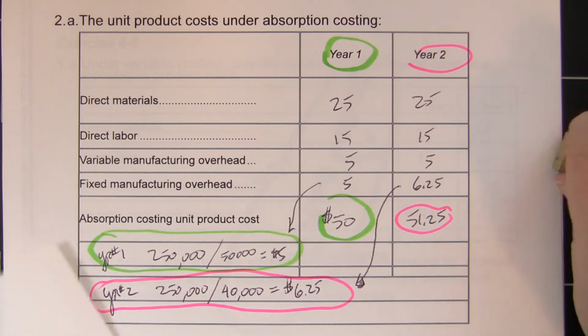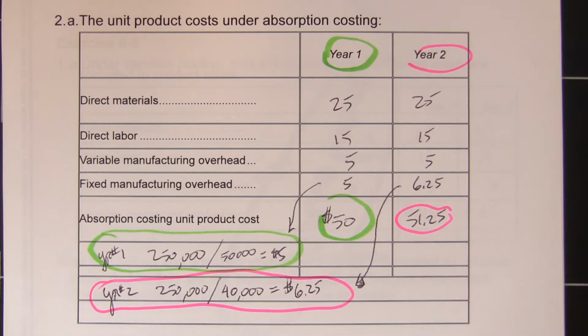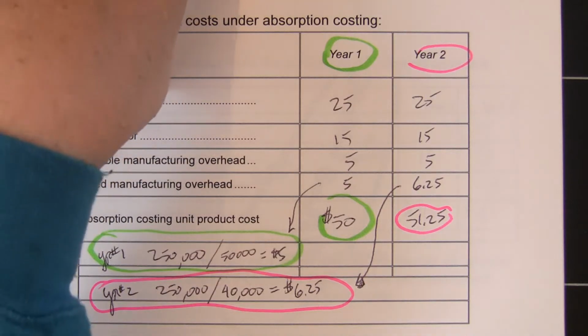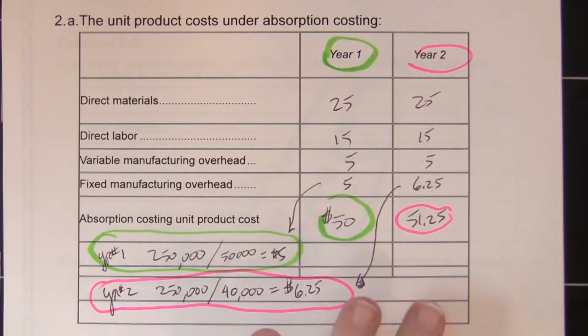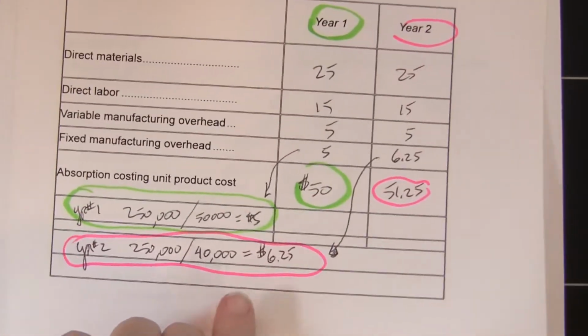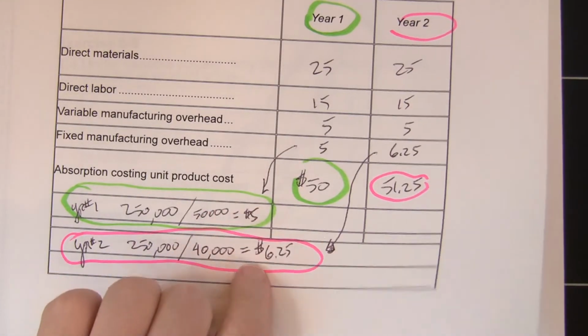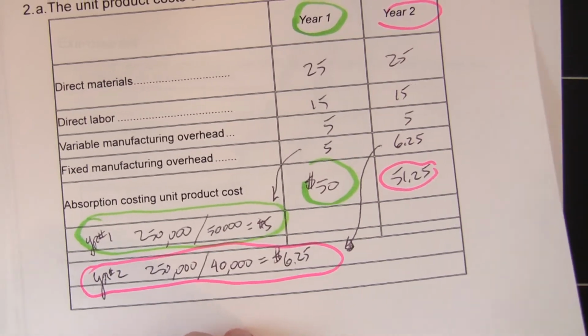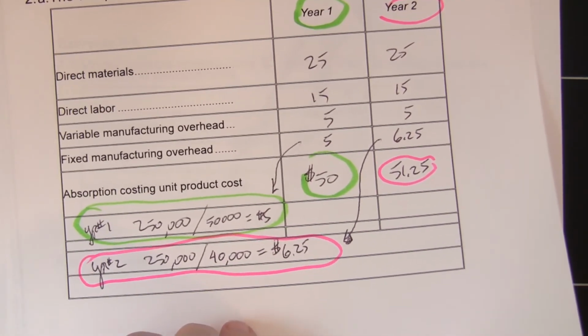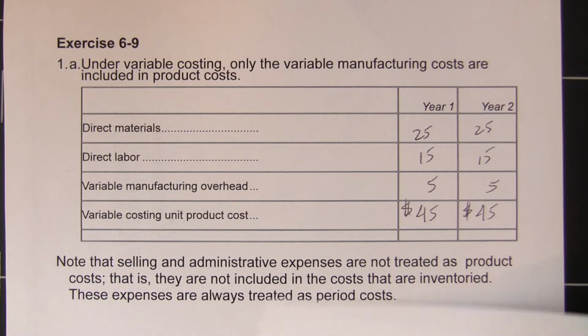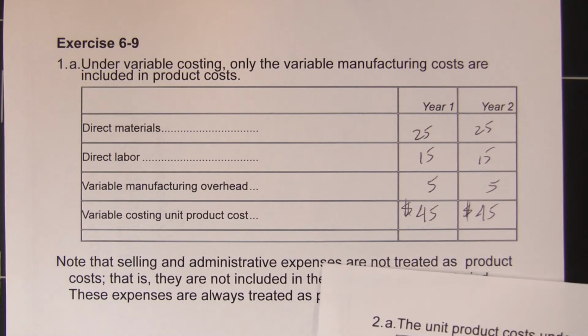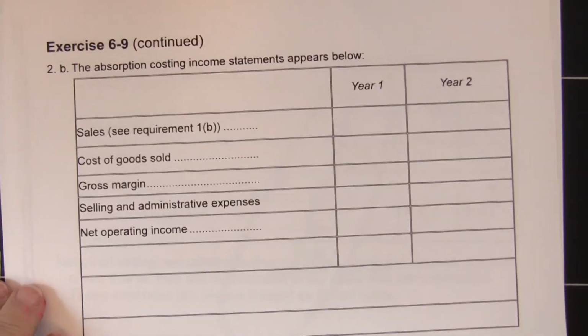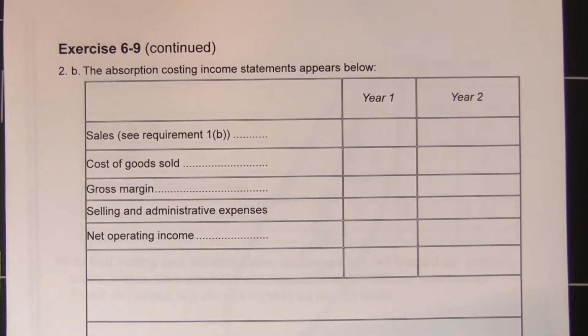Now it says, okay, you did that. Now let's do an absorption costing income statement. We did the hard part, by the way. This was the hard part. Seeing the difference in the price caused by the units produced. That was the hard part. So, there's the absorption costing income statements.